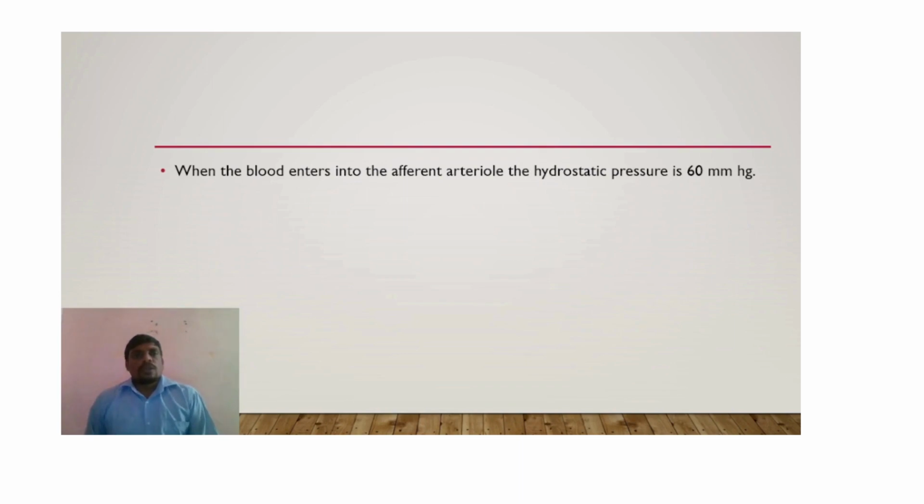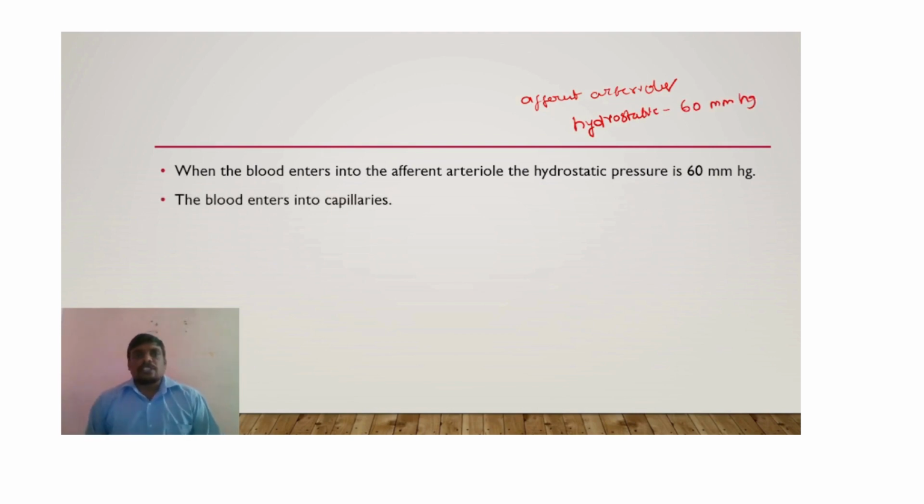Now, what is glomerular filtration? Let us see. When the blood enters the afferent arteriole, you know very well about arterioles. These are smaller blood vessels that enter the Bowman's capsule of the nephron. When the blood flows inside this arteriole, it has some hydrostatic pressure, that is totally 60 mmHg. This hydrostatic pressure occurs when the blood enters the capillaries.